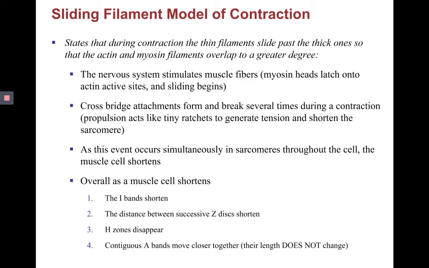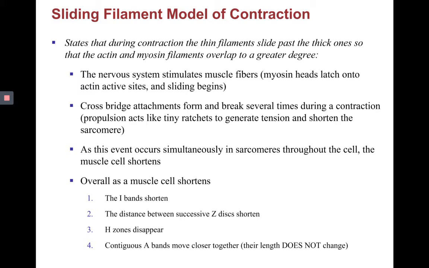Alright, so next we're going to be looking at the sliding filament model of contraction. Here's a brief introduction into this model, and then we're going to take a step back and talk about the initial stimulus that leads to the sliding filament model, which includes the cross-bridge cycle. This model states that during contraction, the thin and thick filaments slide past each other.